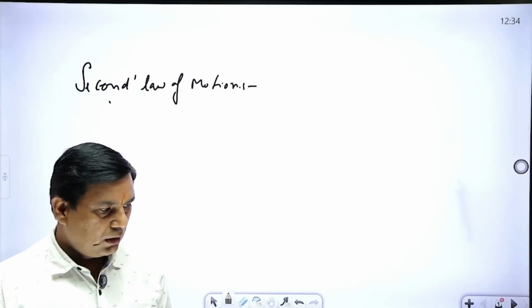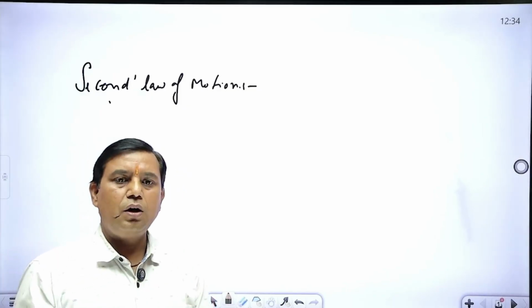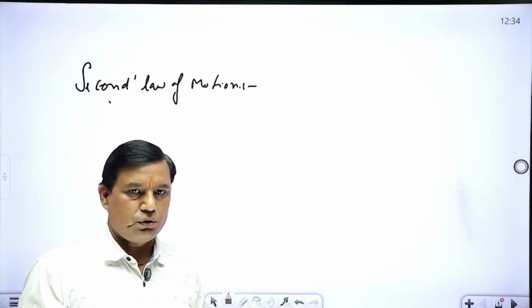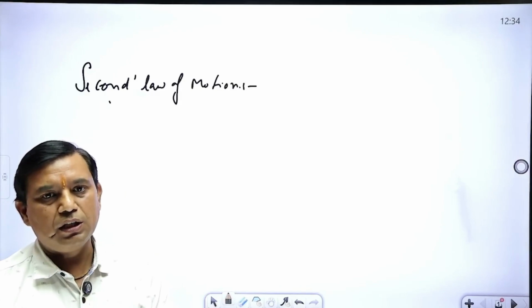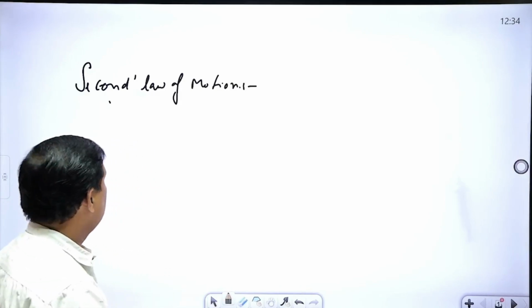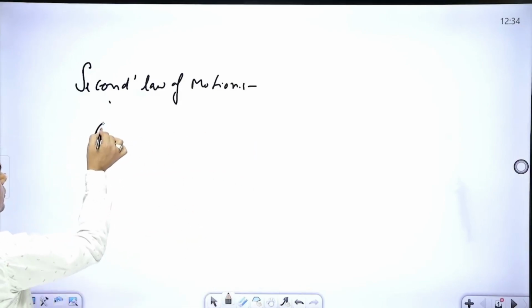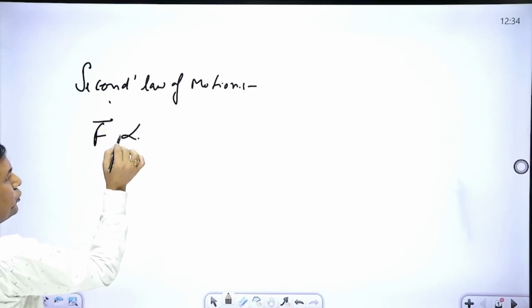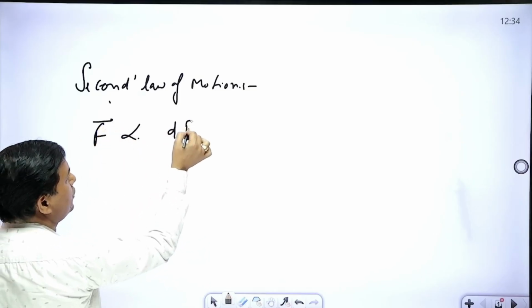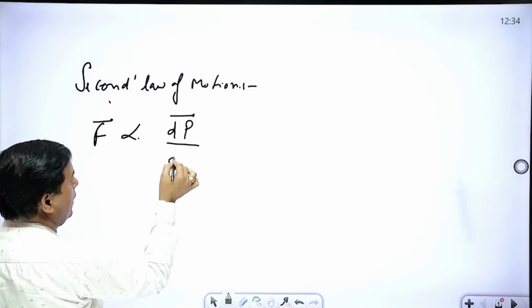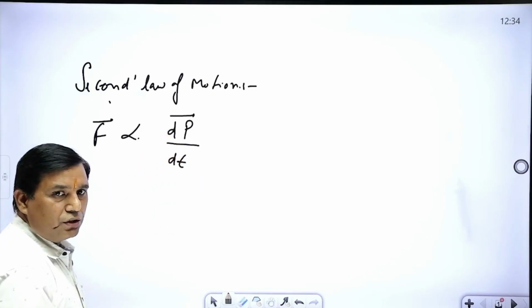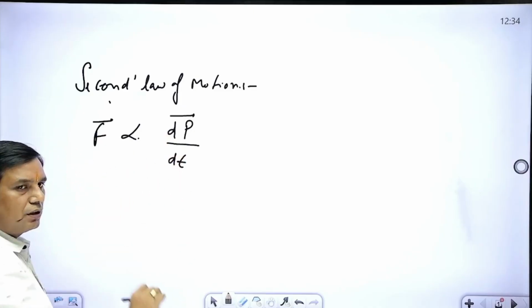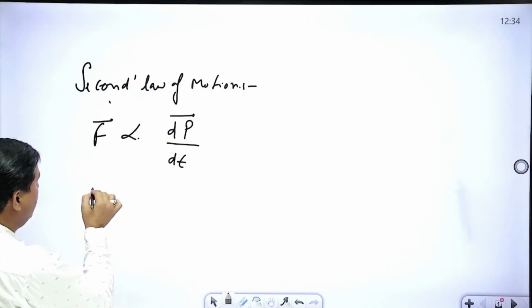Force is defined, or calculated, by the second law of motion. It uses the rate of change of linear momentum. This is written as force vector F directly proportional to the rate of change of linear momentum, where F is the force vector, dp is the change in momentum, and dt is the change in time.